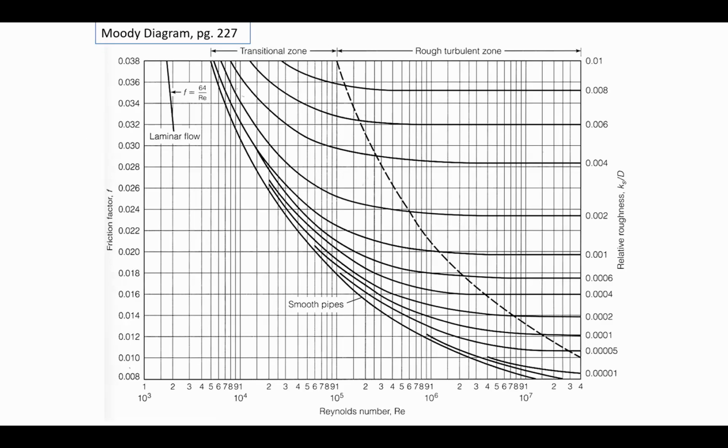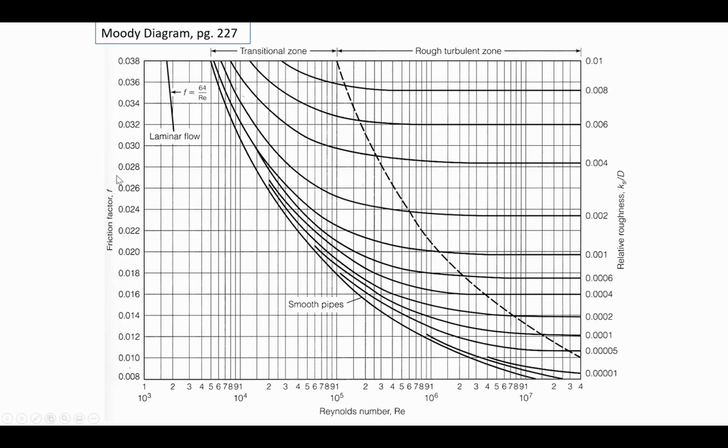Okay, so you remember the Moody diagram, and it's a simple way of determining the friction factor over here on the left axis if you know the flow conditions, meaning if you know the Reynolds number and if you know the relative roughness, then you can find the friction factor intercept.